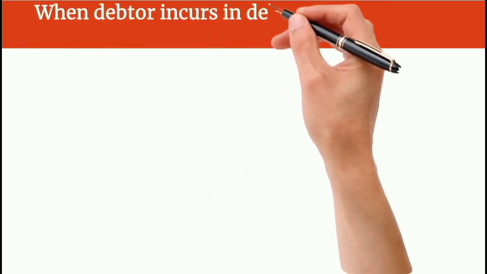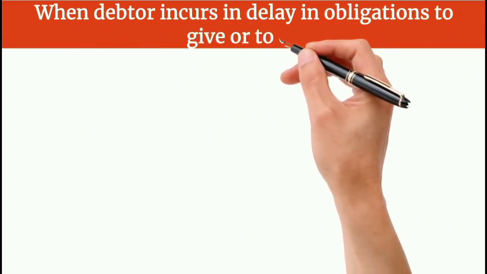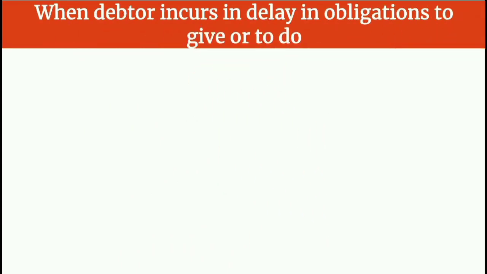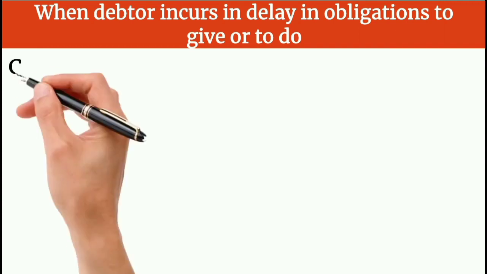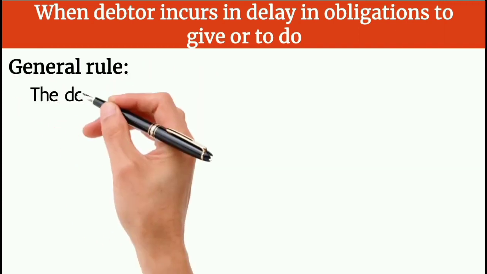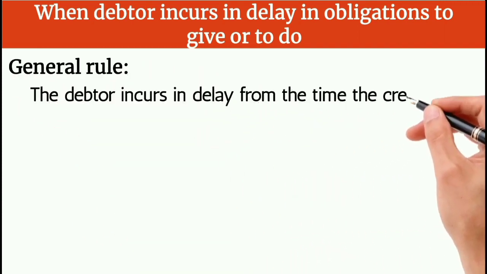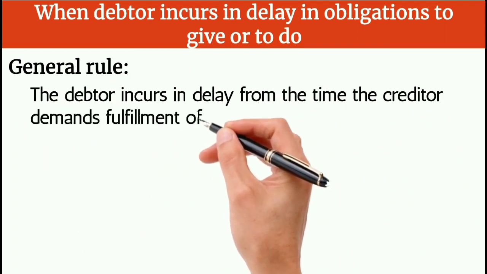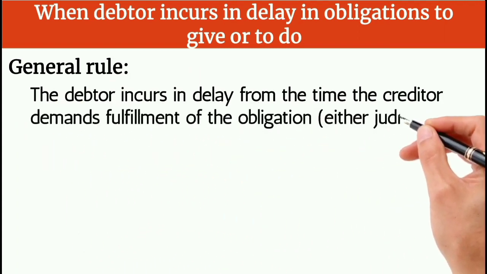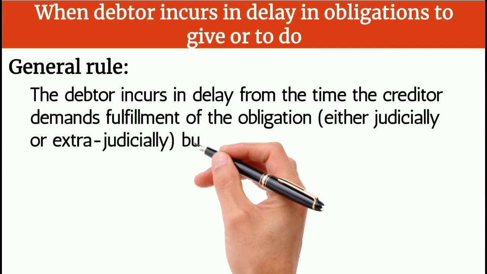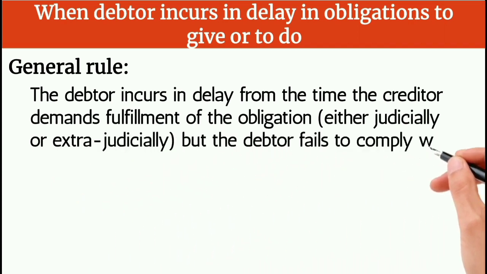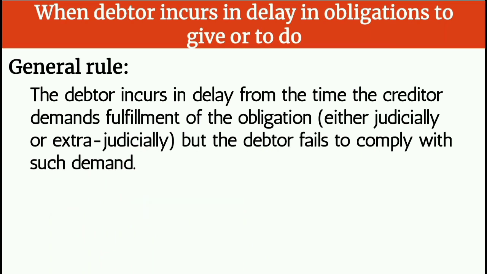Next, when does the debtor incur delay in obligations to give or to do? Kung ang obligation ni debtor ay obligation to give or obligation to do, kailan ba siya nadidelay? The general rule is the debtor incurs delay from the time the creditor demands fulfillment of the obligation either judicially or extrajudicially, but the debtor fails to comply with such demand. So ito na yung answer doon sa question kanina.